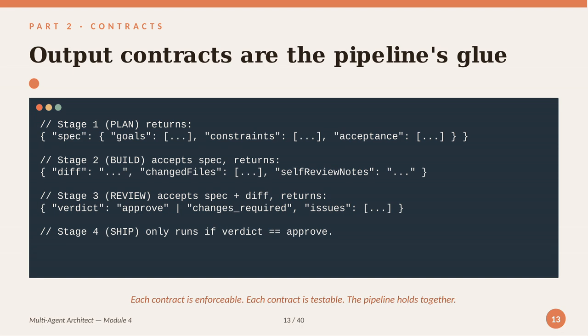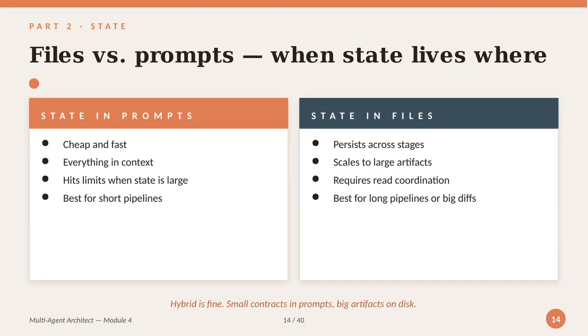Why does it have to be this shaped? 3 reasons. 1. The contracts make the pipeline testable. You can fixture each stage independently and assert the output shape. Now you have regression tests at every transition. 2. Contracts make state persistence. 2 options for where the data between stages lives. State in prompts.